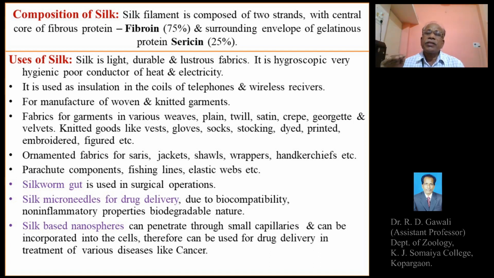So these are the harmless features present in the silk, and that's why the silk can be used in biomedical applications for the preparation of various materials, for the preparation of various biomaterials or the silk materials in the treatment of various diseases, such as preparation of microneedles, which are used for the drug delivery due to biocompatibility, non-inflammatory property, and the biodegradable nature.